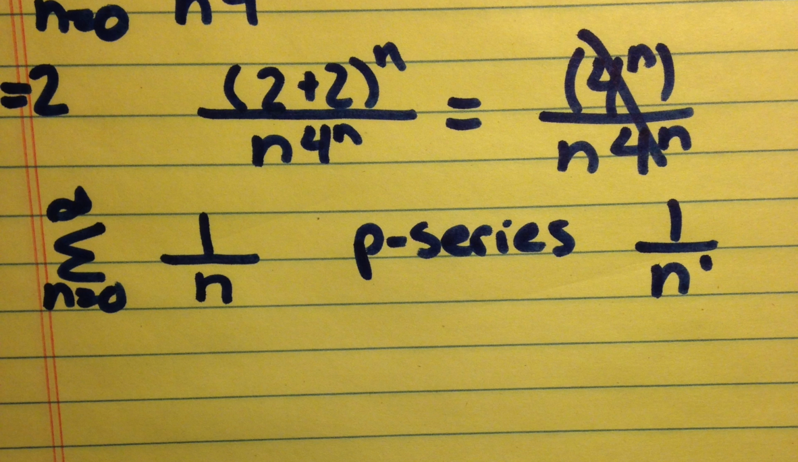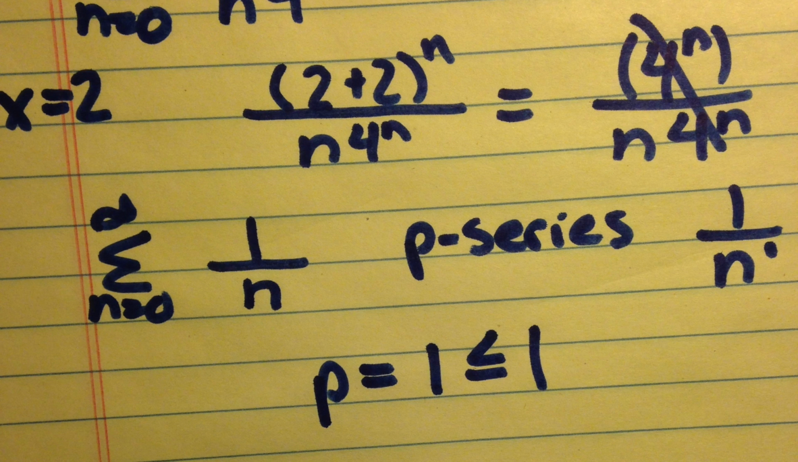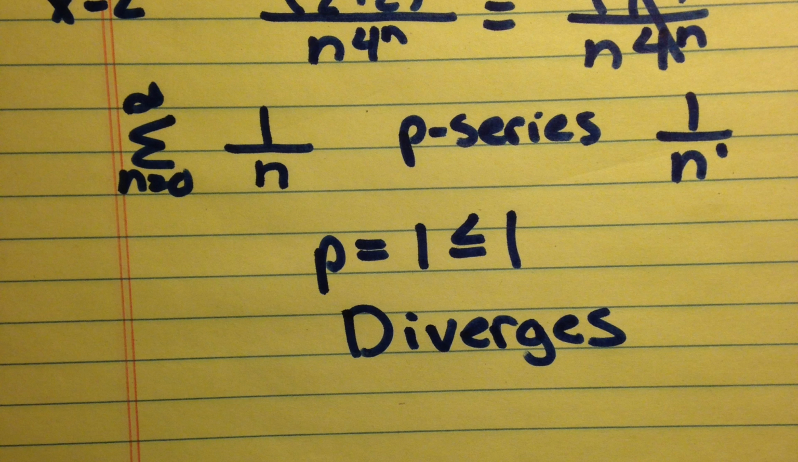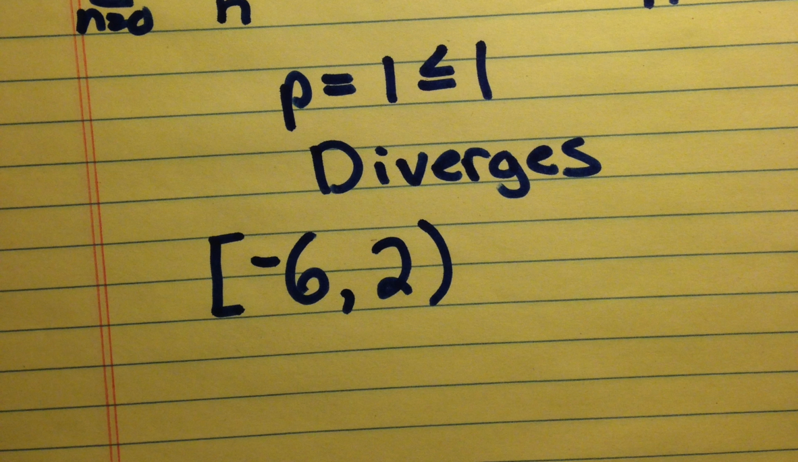We can rewrite this as 1 over n^1, which sets it up very nicely to test by p-series. So in this case, p equals 1, and we know that this means that the series will diverge. Now, because this diverges, this means that the right bound is exclusive. It does not include 2, so we have our final interval.